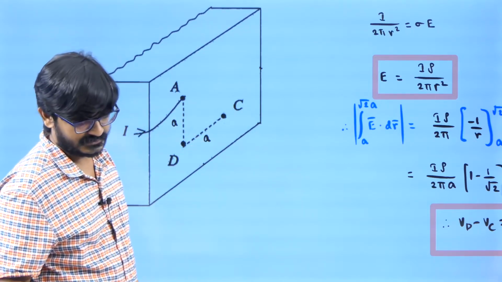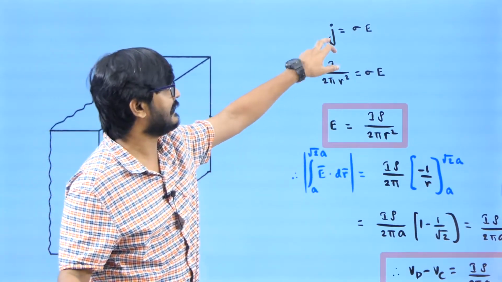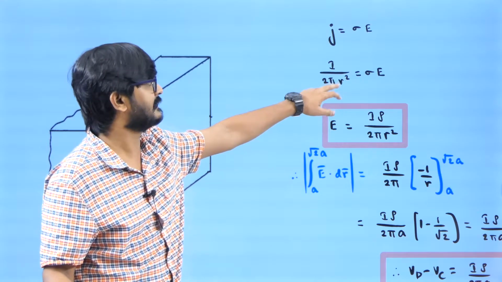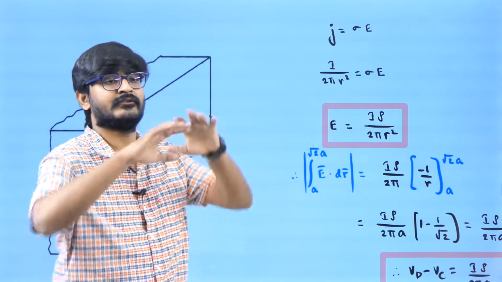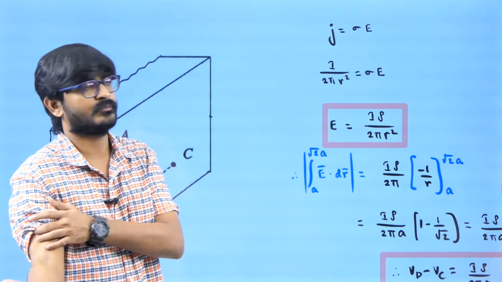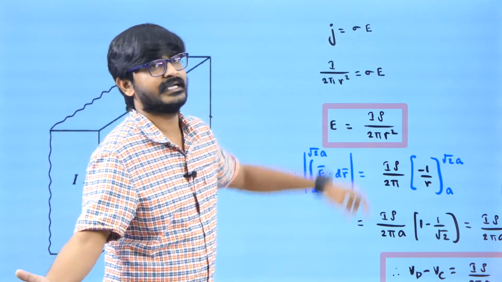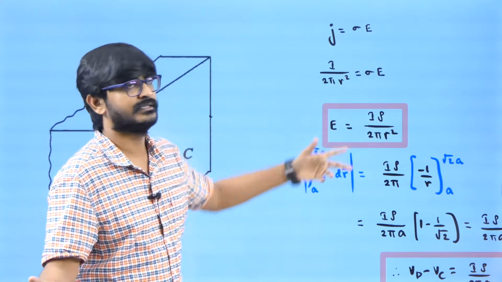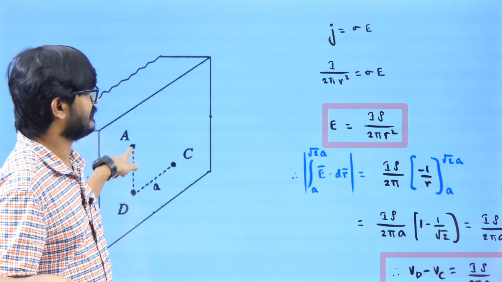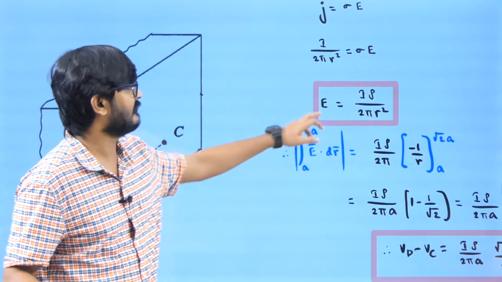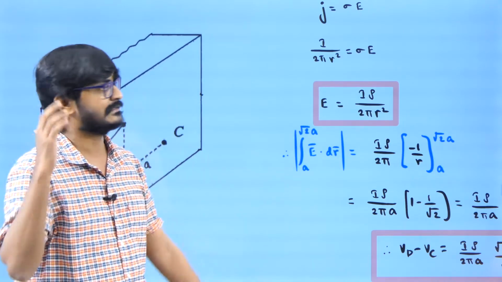So what I can do is, I can say the current density at any position R, at any distance R, is I by 2 pi R square. If it was a full medium, it is I by 4 pi R square. So J equal to sigma E I am going to use. So J is I by 2 pi R square because the current given is I, right? So from here, the electric field at a distance R is this much.